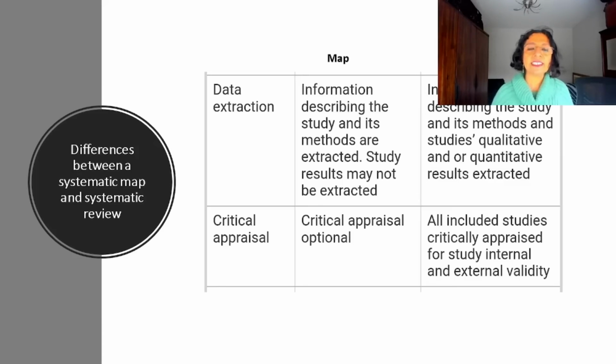Data extraction. Limited information is extracted in a systematic map, but more detailed information about the findings and the other aspects of the study is extracted in a systematic review. The critical appraisal stage is optional for a systematic map, but this stage is compulsory in a systematic review.